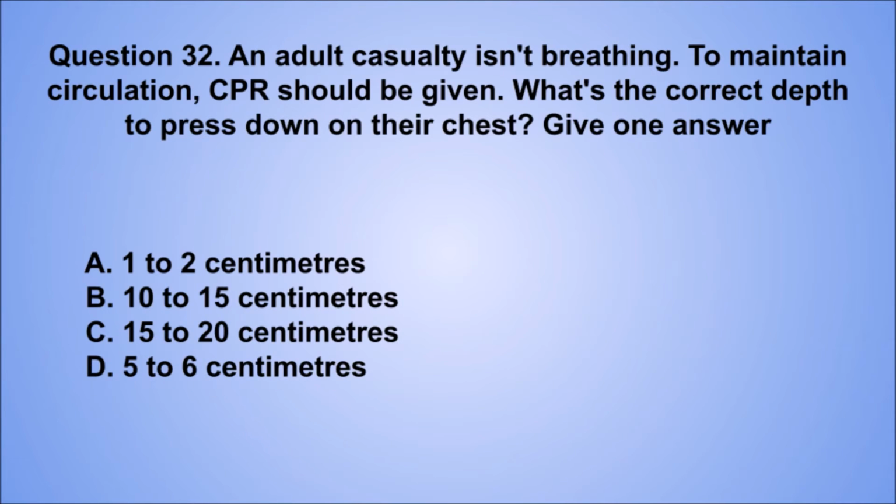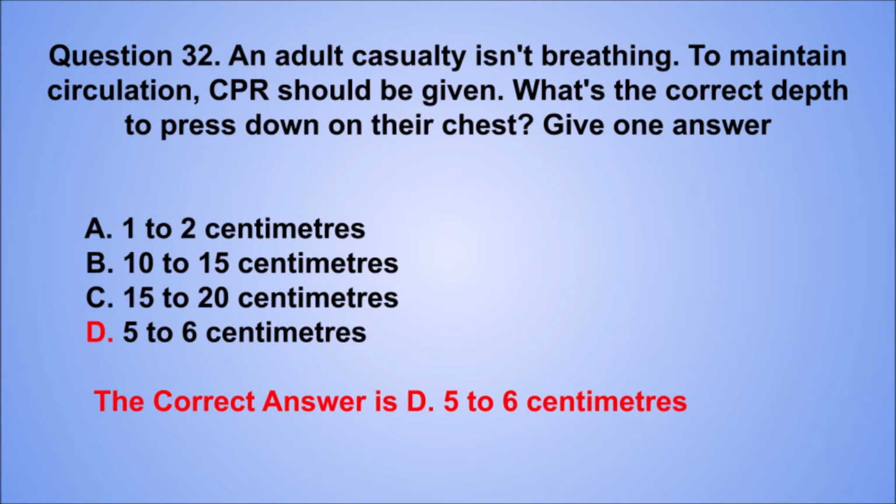Question 32. An adult casualty isn't breathing. To maintain circulation, CPR should be given. What's the correct depth to press down on their chest? Give one answer. A. 1 to 2 centimeters. B. 10 to 15 centimeters. C. 15 to 20 centimeters. D. 5 to 6 centimeters. The correct answer is D.